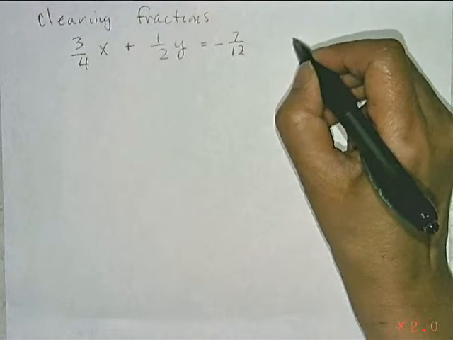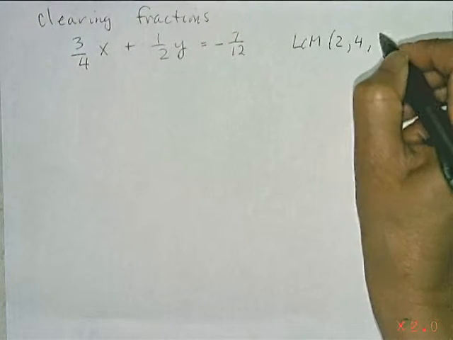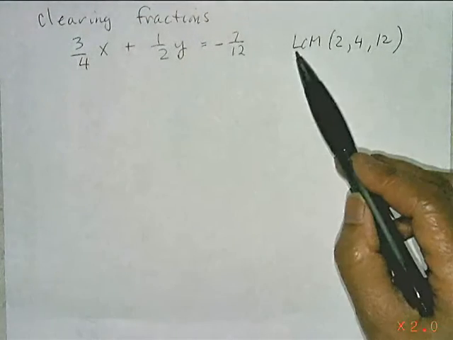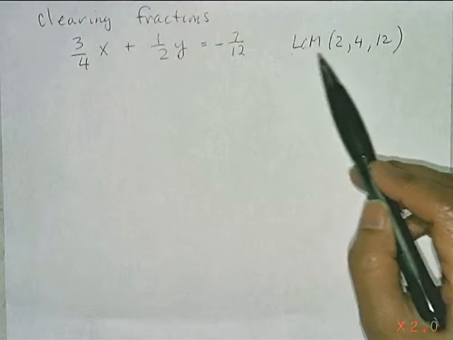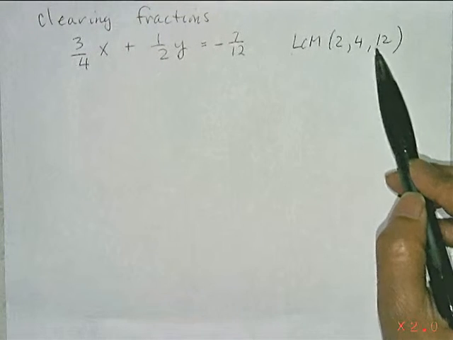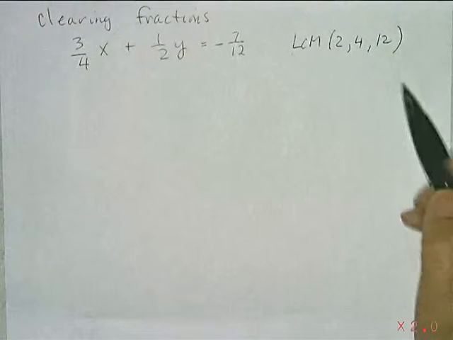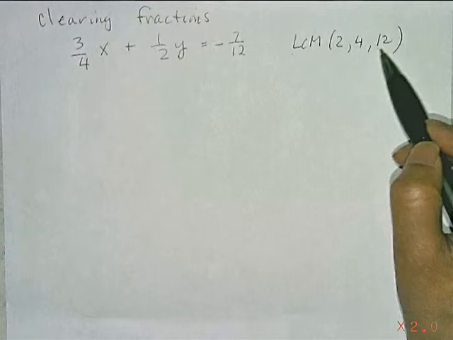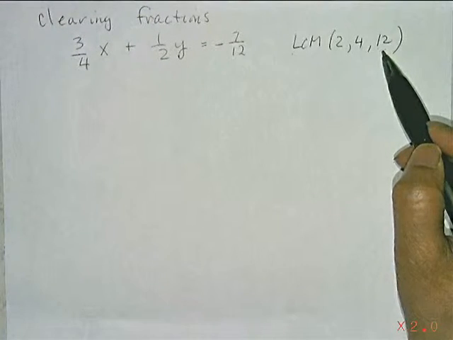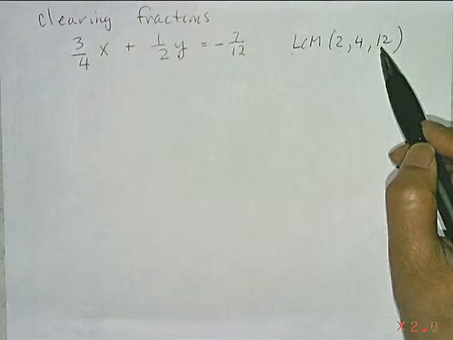So the lowest common multiple of 2, 4, and 12 is the smallest number, because that's what lowest means, that 12, 4, and 2 will divide into. The smallest number has got to be at least 12, or it has to be multiples of 12. So I'm looking at 12, 24, 36, 48. These are the multiples of 12, and then checking to see if each of these will go into it. Well, it turns out that 12 is the lowest common multiple.